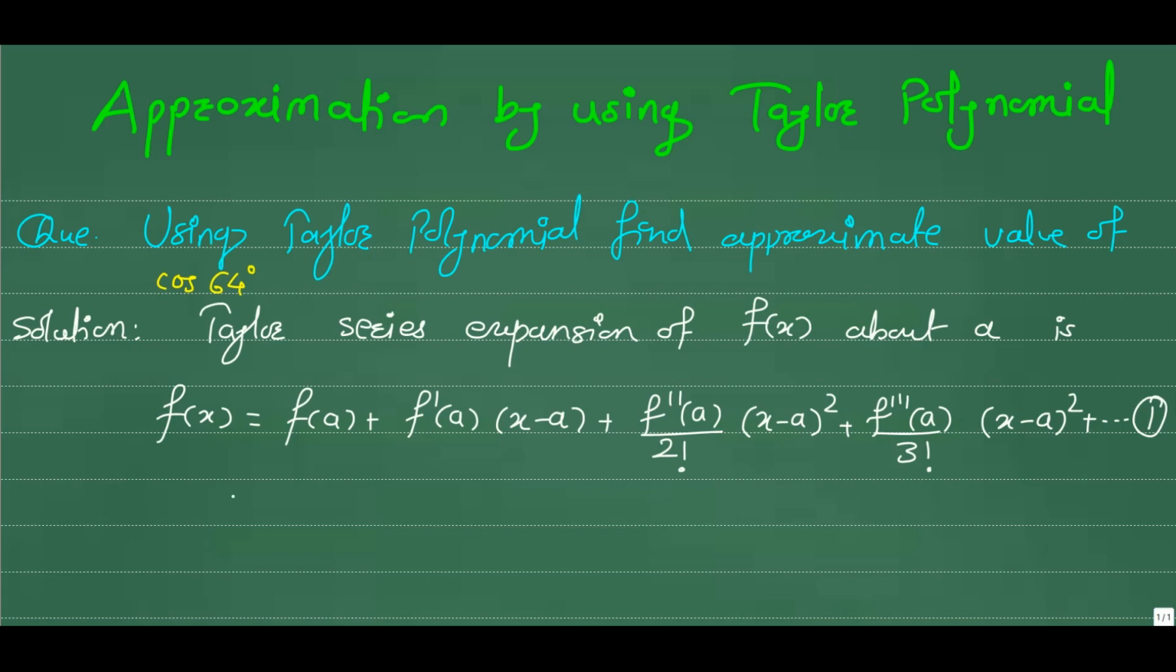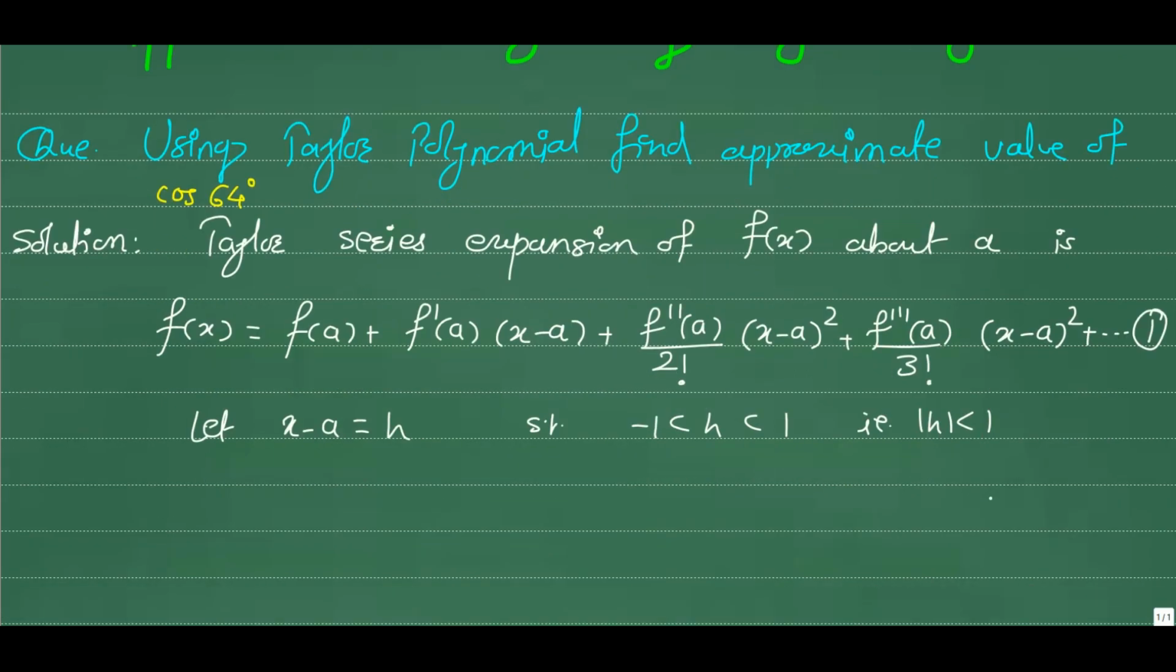That point has to be, for example, let us take this distance x minus a as h. So this h has to be between -1 and +1, such that -1 is less than h is less than 1. You'll see why this h is between -1 and +1. If it is there, this will give us a good approximation, that is, mod of h is less than 1.